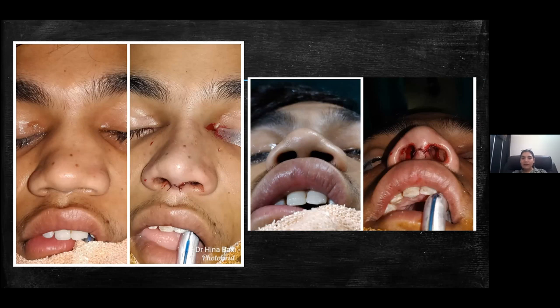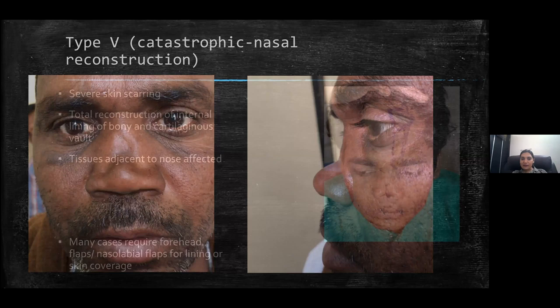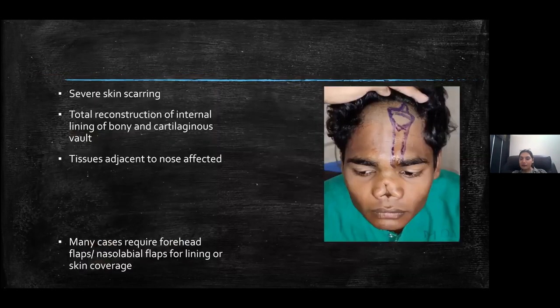Now type 5 is the catastrophic type, the one that requires a multidisciplinary approach, probably with the help of your plastic surgeon friends. In these kinds of cases, we have the limitation of the skin and the subcutaneous tissue around the nose. There is severe skin scarring, and one has to reconstruct not only the skin but the internal lining of the bony and the cartilaginous wall as well. Here, the tissues adjacent to the nose are affected, so we need to take the help of probably a forehead flap or a nasolabial flap for lining or skin coverage.